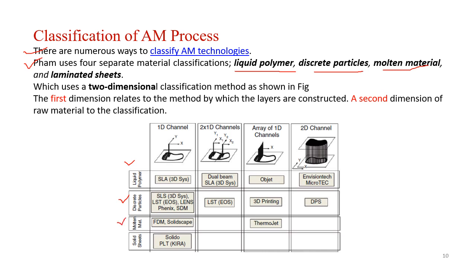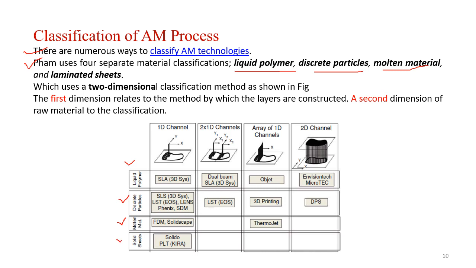Then comes the molten material. Here the molten material is fed through the extruder and it gets deposited line by line on a layer by layer basis. This is used in the FDM technique. And similarly, in a thermojet machine, we see a beam of extruders in a line or in an array, and they are extruding all the materials simultaneously, like our dot matrix printer. So they jet all the extruded material onto the surface, and the build is happening simultaneously.